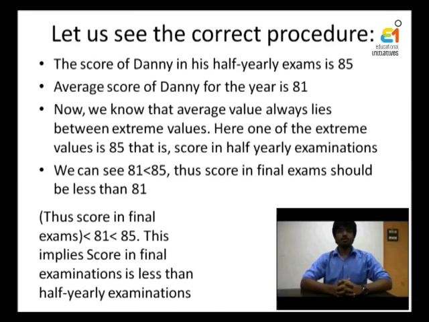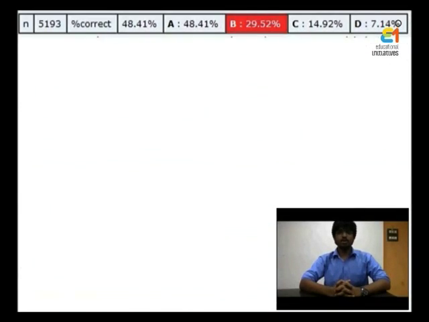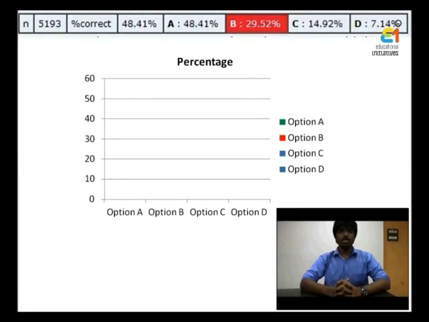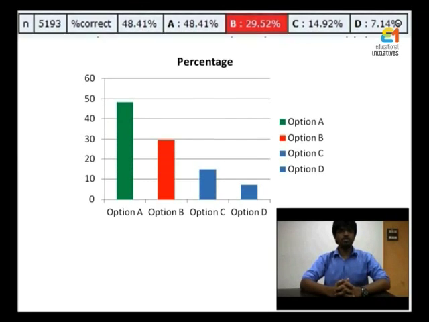Can you guess what percentage of students would have chosen option C as their answer? Let's take a look at the performance data for this question. Out of 5,193 students who attempted the question, only 48% students chose A as their answer, which is the correct option, while nearly 30% of the students chose option B, which is the wrong option.